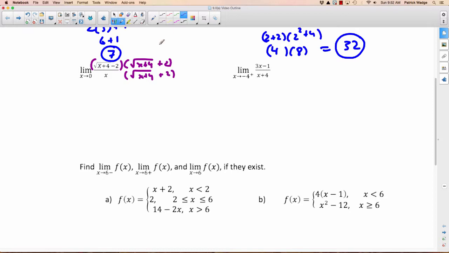Okay, so on the top, we'd have root x plus 4 times root x plus 4, which is x plus 4. The next two terms will cancel out, right? Because we'll have root x plus 4 times 2, which is 2 root x plus 4. And then we'll have negative 2 times root x plus 4, which is negative 2 root x plus 4. And those two terms cancel. I hope that makes sense. I'm not going to write all that. Okay, then we have negative 2 times positive 2, which is negative 4.